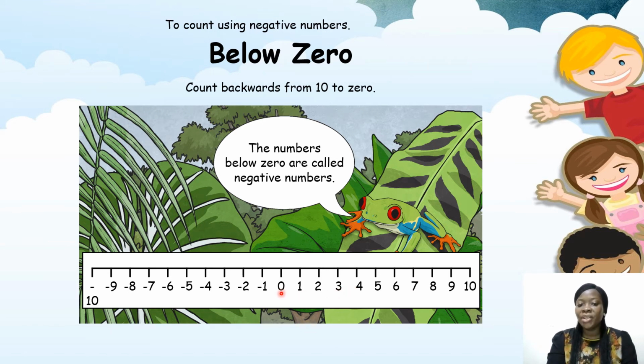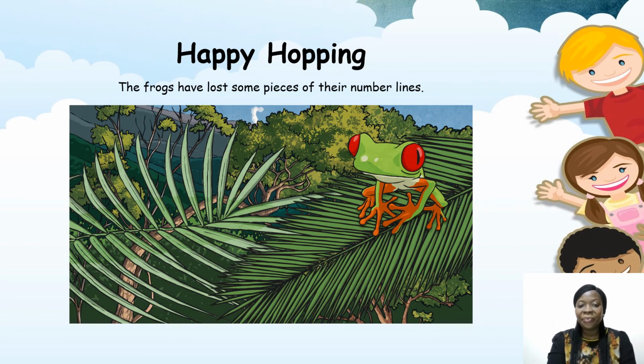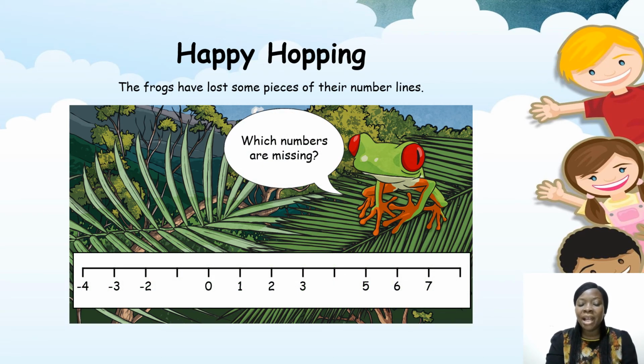Now, when you begin to see numbers below 0, all these are negative numbers. Why are they negative numbers? Can you count from 10 to minus 10? I bet you can. Pause the video and have a go. Now, the frogs have lost some pieces of their numbers. Which numbers are missing? Did you answer the question? Why are these numbers negative numbers? They are negative numbers because they are less than zero.